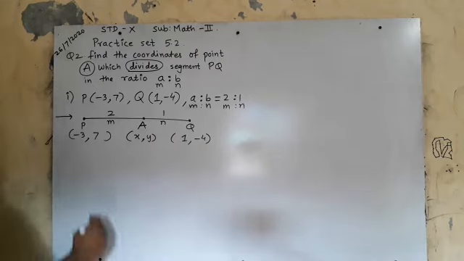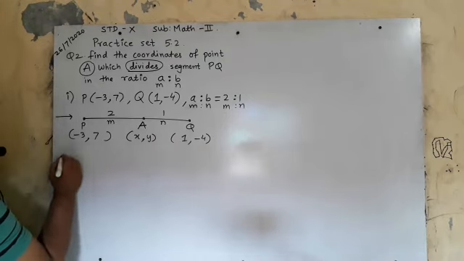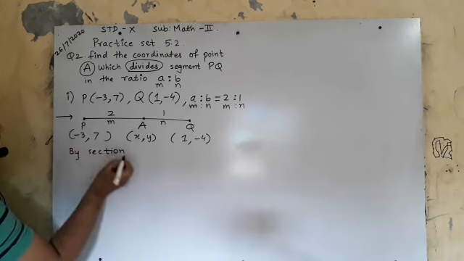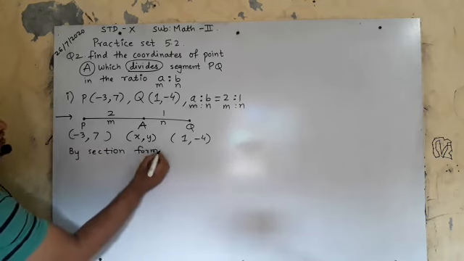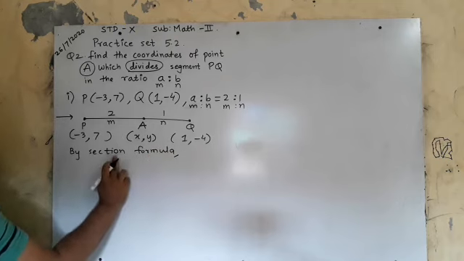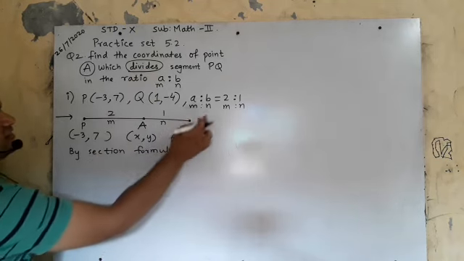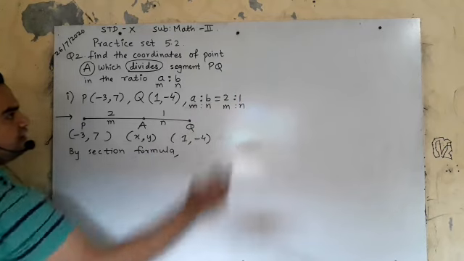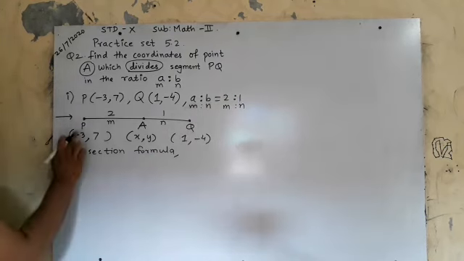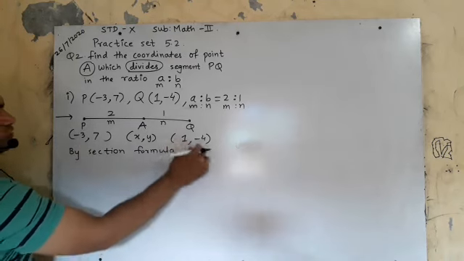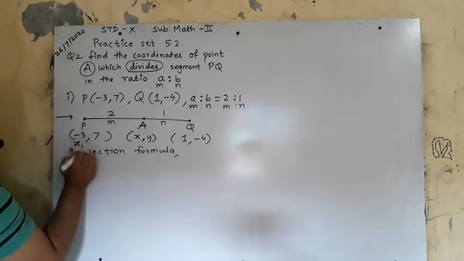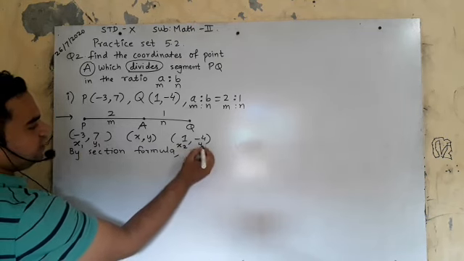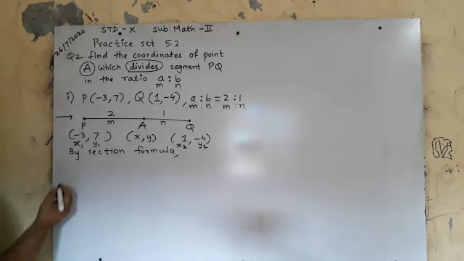Is it clear? So now you should write the formula by the section formula. Why will we use the section formula? Divides came and ratio came. So in the ratio, the first value will be m, the second value will be n. Is it clear? And P's two coordinates, Q's two coordinates: this will be your x1 and y1, this will be your x2 and y2. Is it clear?